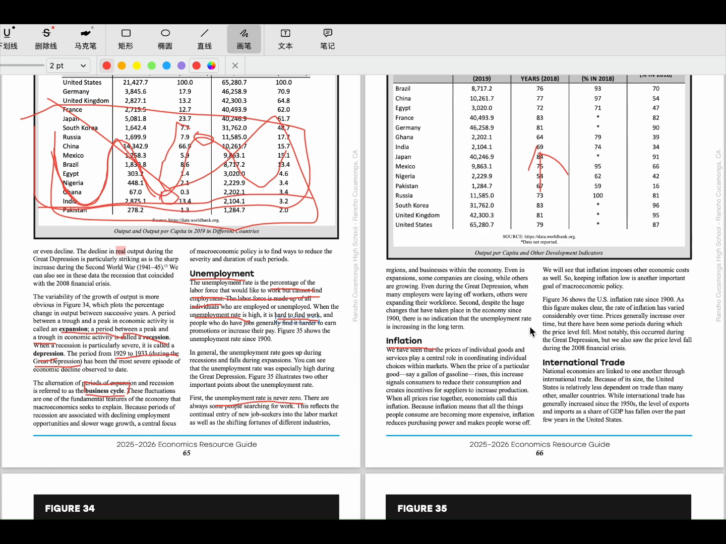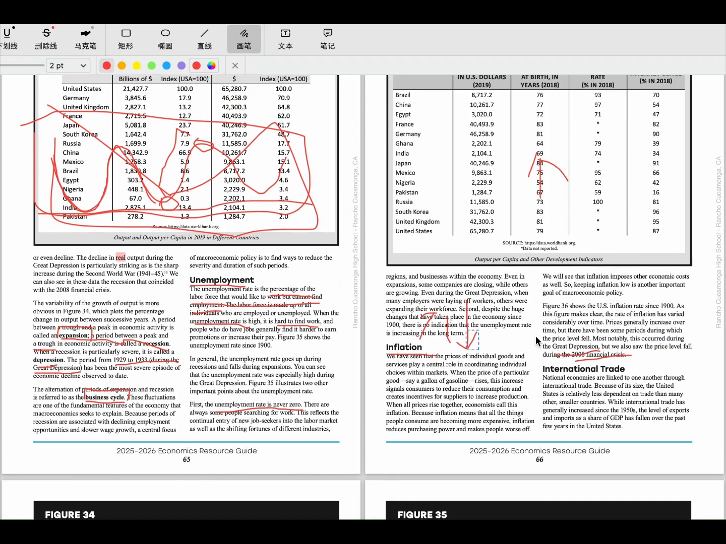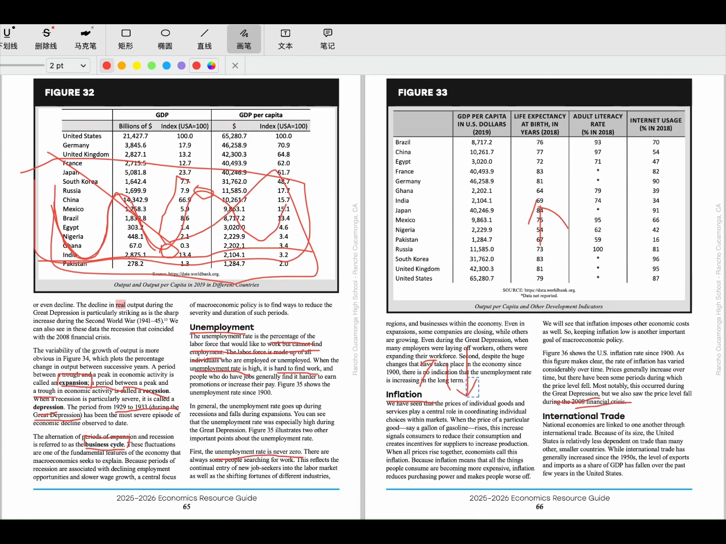And circling back to inflation, let's look at how inflation behaves during a depression. Previously, we mentioned that with expansion, inflation will increase. Now, with recessions and depressions, such as the Great Depression and the 2008 financial crisis, inflation will decrease and prices will drop. So that's an interesting phenomenon that happens during depressions and recessions.